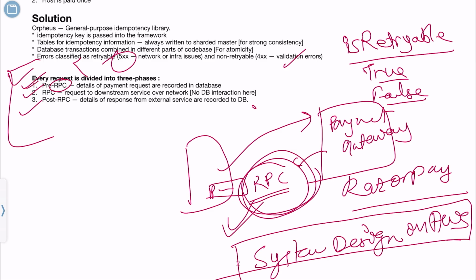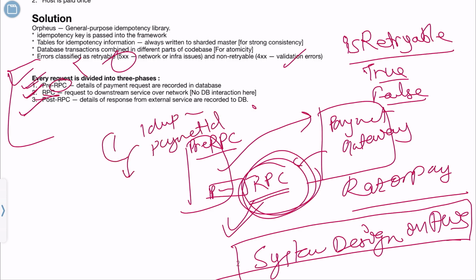So yeah, coming back to our discussion, we have 3 steps when you execute a payment request. First is pre-RPC, then RPC, and post-RPC. RPC basically means you are sending the call to outside for the payment execution. So in case of a payment system, in pre-RPC, what you do is you just save the request. Let's say this is my idempotency key and this is my payment ID. So this information is saved to the DB. So this is my step 1.